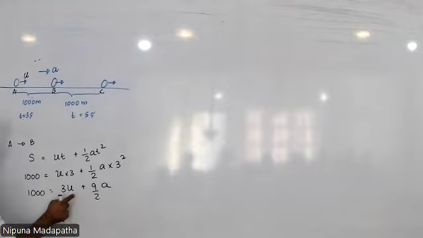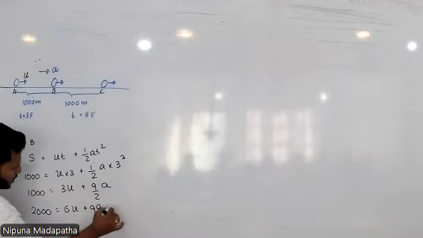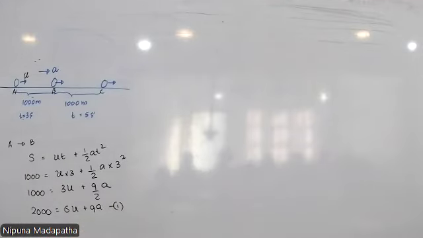Multiply all the terms by 2, so 2 into 1000 is 2000, 2 into 3 is 6, 6u, 9, 8, first expression. Then again, if we use the same equation considering the motion from B to C, you need to use another unknown variable because the initial velocity here is unknown. So therefore, I consider motion from A to C because the acceleration is uniform.